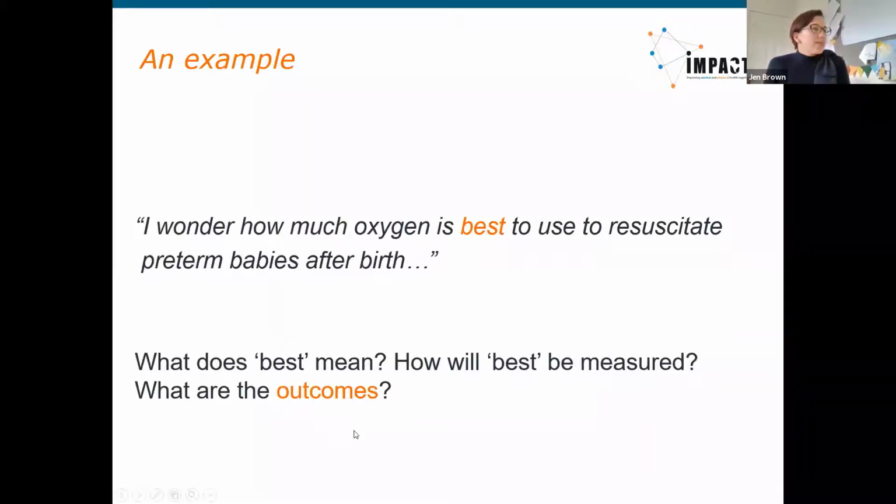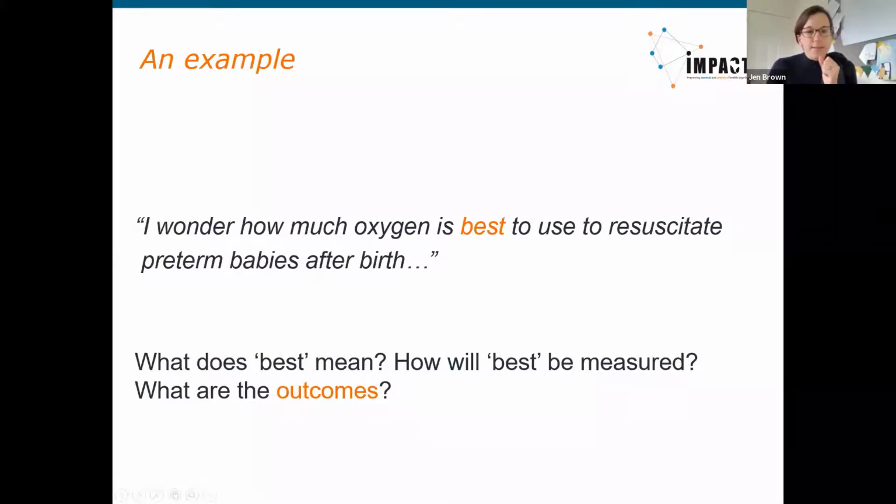Thinking about outcomes, we're saying here, I wonder how much oxygen is best to use. Again, what does that mean? Are we interested only in positive outcomes? Are we also interested in negative outcomes or adverse events? How will best be measured? Is this about survival? Is it about illness? Is it about what's best for the baby, what's best for the parents? So we need to think about what outcomes we're interested in for this systematic review.